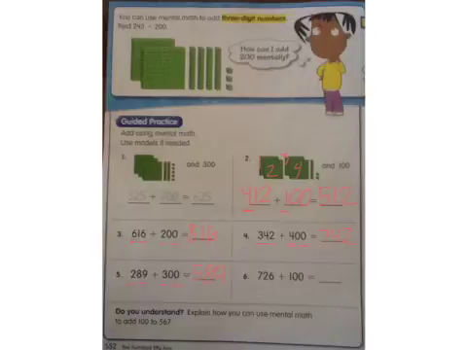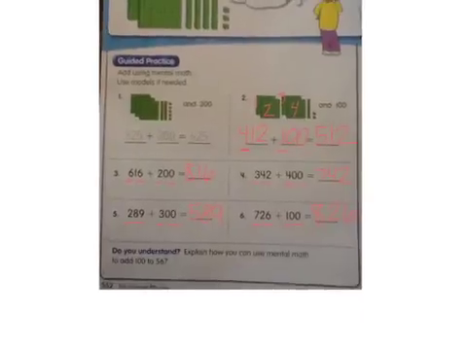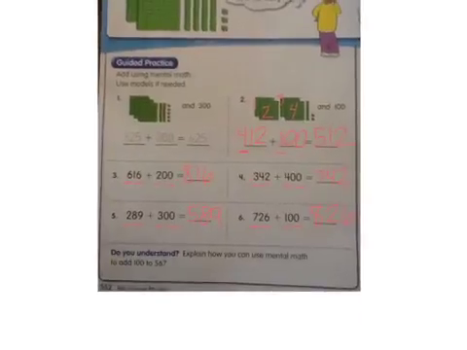726 plus 100. Again, 7 plus 1 is 8. 26 plus 0 is 26. So 726 plus 100 is 826. Okay, let's take a look at do you understand? Okay, do you understand? Explain how you can use mental math to add 100 to 567.